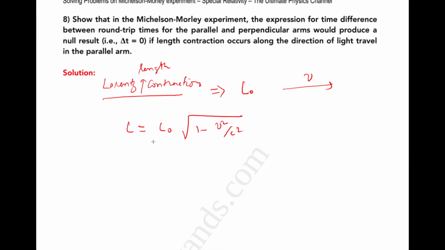So please do check out our videos on length contraction. We have a video derivation of Lorentz length contraction. So please do check out that video as well, if you have not watched it already.